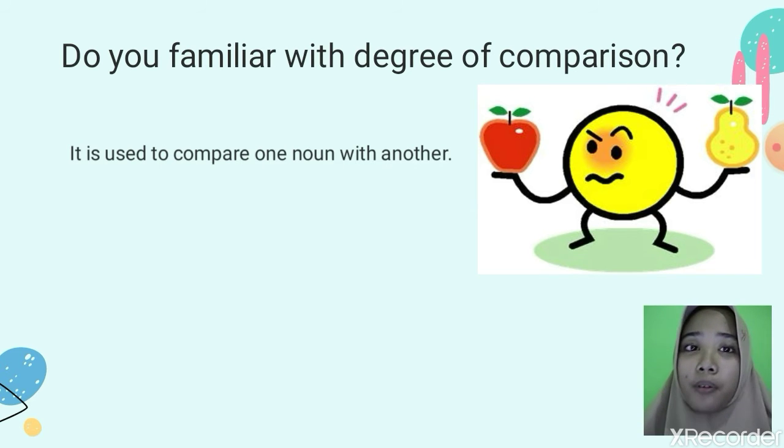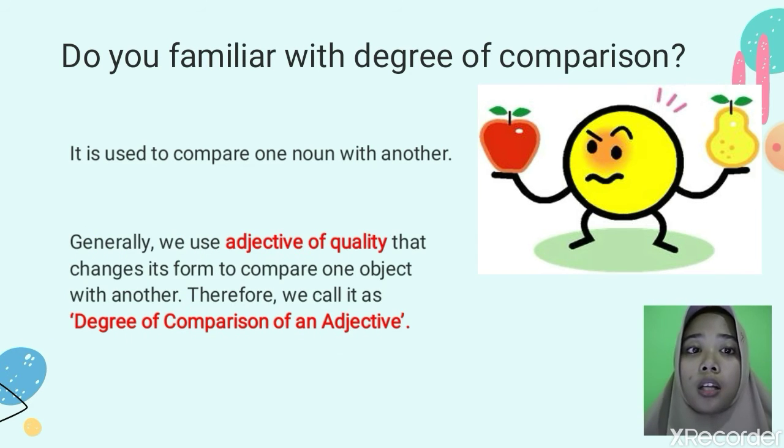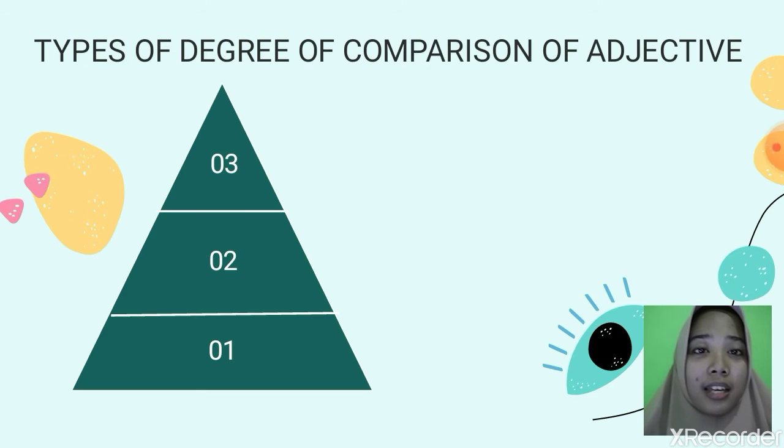Degree of comparison is usually used to compare one noun or one object with another object. When we want to compare two objects, we generally use an adjective of quality that has changed its form to compare one object with another. Therefore, we call this the degree of comparison of an adjective. Let's move on to the next explanation.